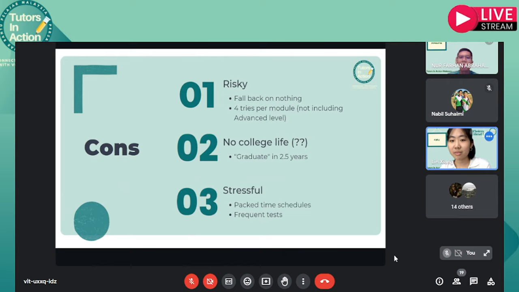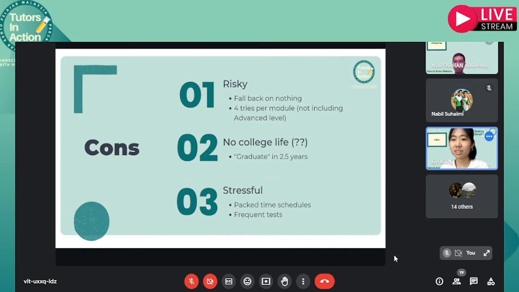But you can just try to imagine the stress on his shoulders when he was having his last try, right? If he fails that paper, then all of his hard work for three to four years is all gone, right? And he's just like an SPM graduate only. So yeah, I would say you should consider the risk and whether you are willing to take it up or not.